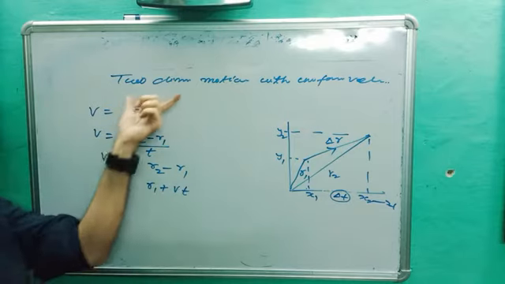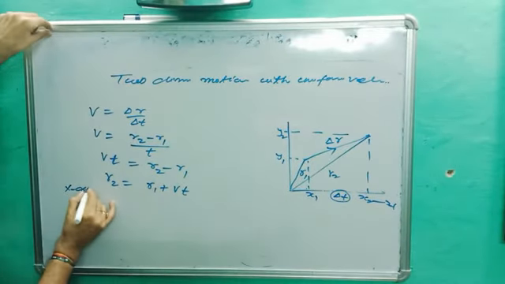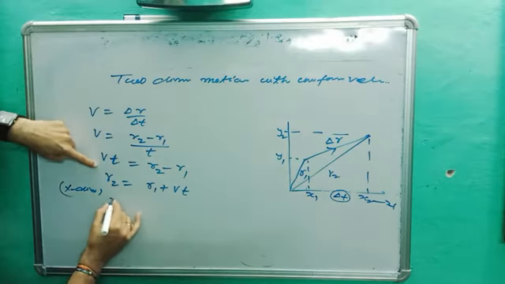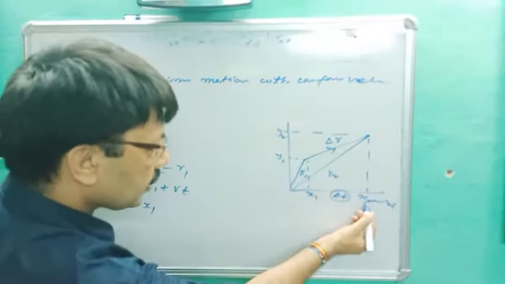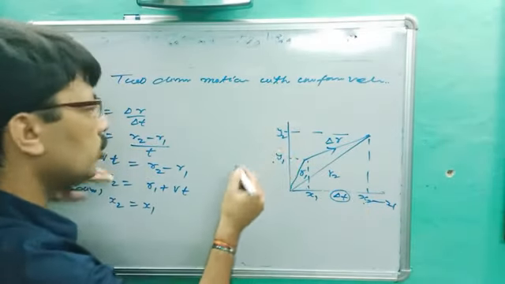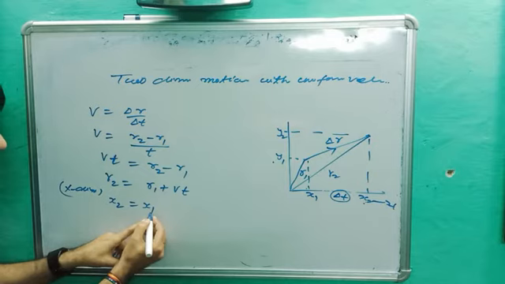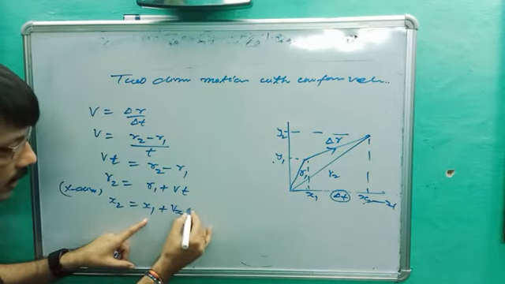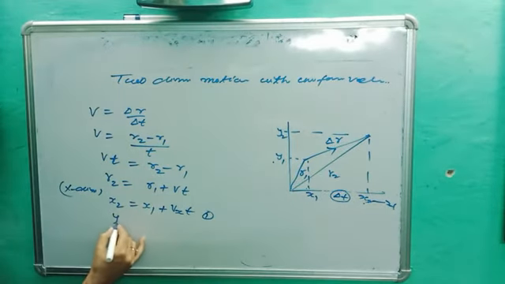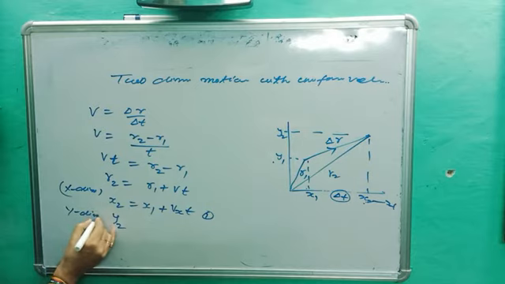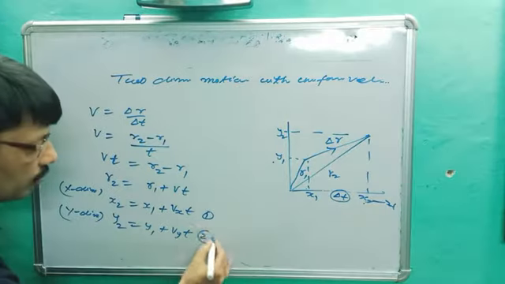Since we are talking about two dimensions, this formula can be deduced in two ways. For the x dimension, r2 becomes x2 and r1 becomes x1, and similarly y1 and y2. So there are two dimensions, one x dimension and another y dimension. First, the x dimension: x2 is equal to x1 plus Vx into t, equation number first. Similarly for the y dimension, you have to split the whole equation: y2 is equal to y1 plus Vy into t, equation number second.